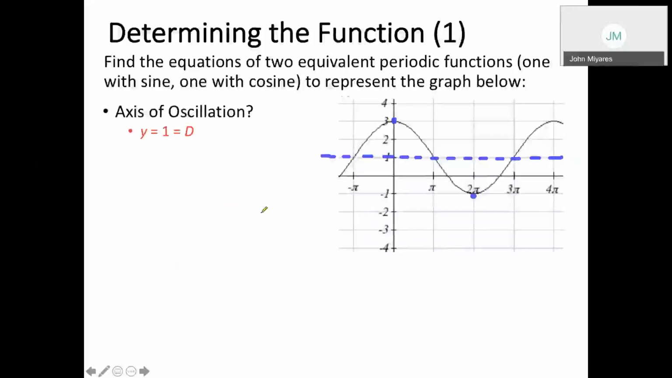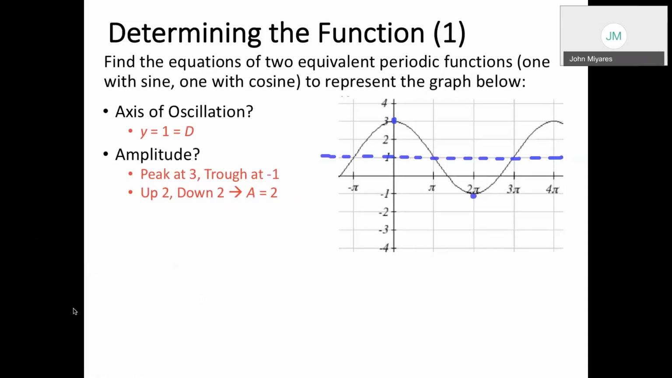The amplitude is determined by seeing how far above or below the graph rises and falls with respect to the axis of equilibrium. As we noted here, the graph has its peak at y equals 3 and a trough at -1, which is going to mean that A is going to equal 2 because we're going up 2, down 2 from the axis of oscillation.